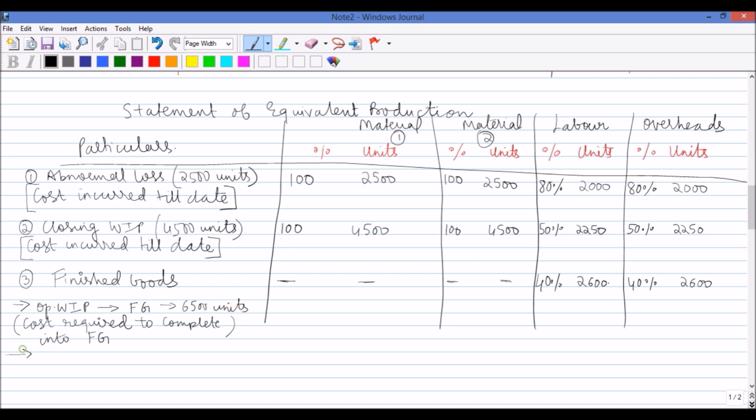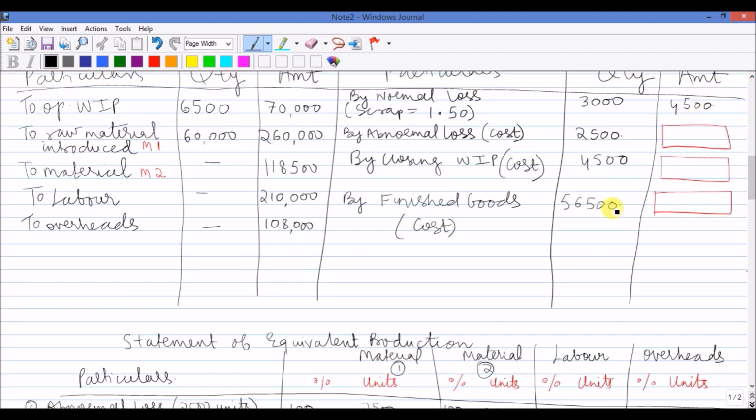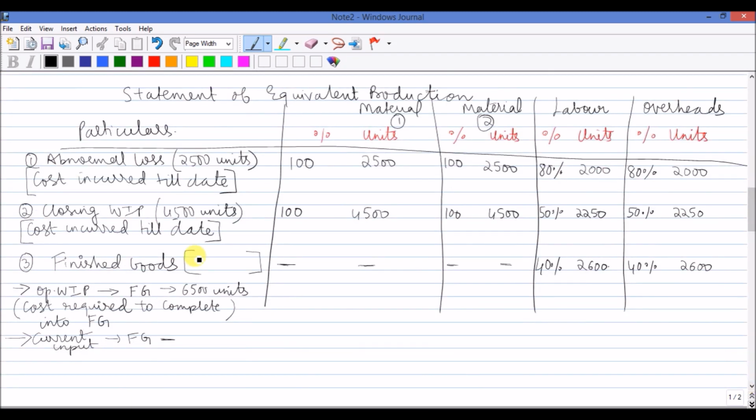Now the second part of this finished goods is the current input, my friends, which is converted into finished goods. And you should know how much is the total quantity of finished goods. You are aware that the total quantity of finished goods is 56,500 units. So here you are going to write 56,500 units. And out of this, 6500 belongs to the opening work in progress, so the remaining units belong to the current input.